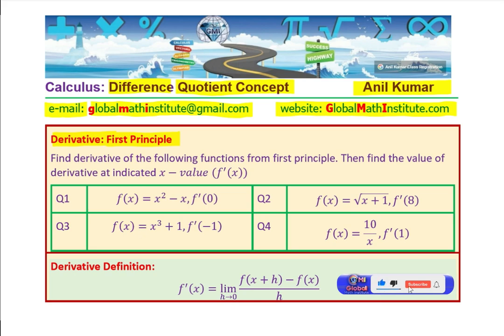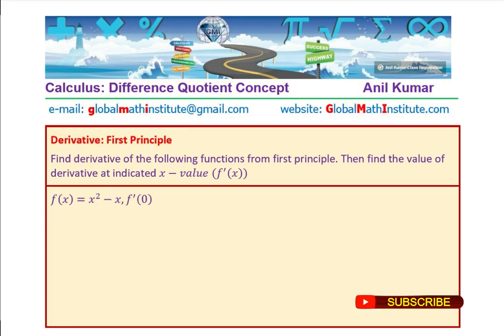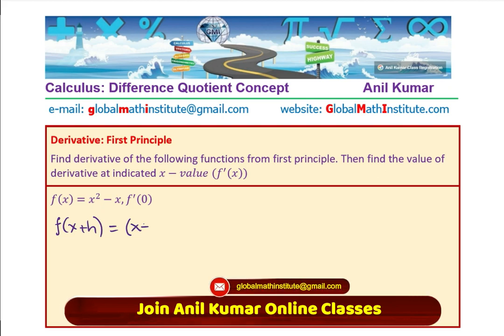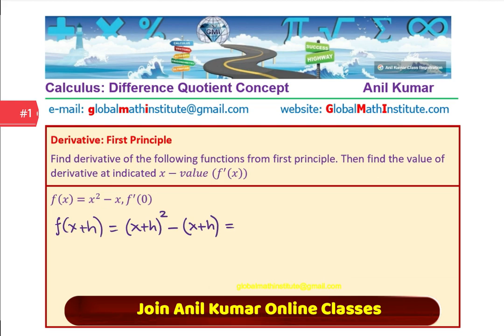Now, let us see how do we use this difference quotient method to find the derivatives. Let's begin with the very first question, which is f of x equals x squared minus x. So, if you're given f of x, I would like you to write down what is f of x plus h. Well, f of x plus h will be, replace x with x plus h. So that is what you get. I would like you to simplify this, expand and simplify.